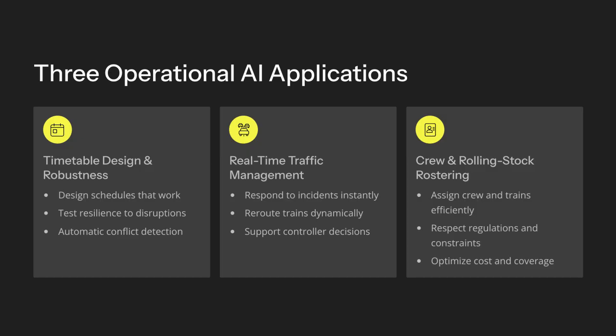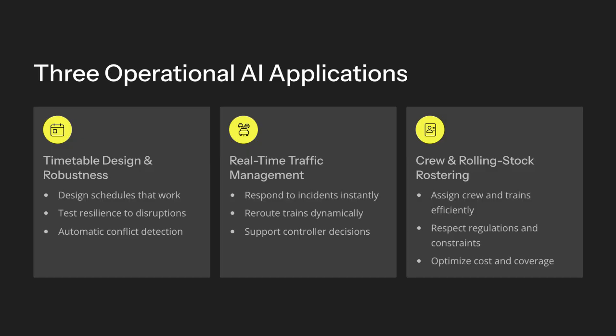And third, and this is where it gets genuinely powerful, it can simulate the timetable under thousands of disruption scenarios, testing its robustness, identifying the weak points before the timetable ever goes live. Machine learning can even predict which disruption scenarios are most likely based on years of historical incident data.